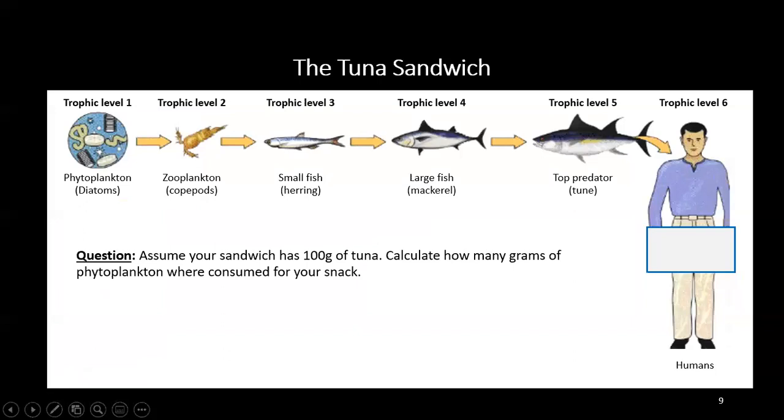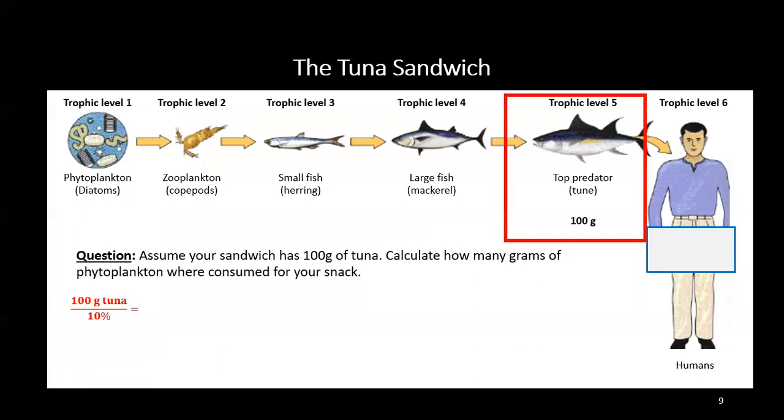The tuna sandwich. Question: assume your sandwich has 100 grams of tuna. Calculate how many grams of phytoplankton were consumed for your snack. Begin with 100 grams of tuna.